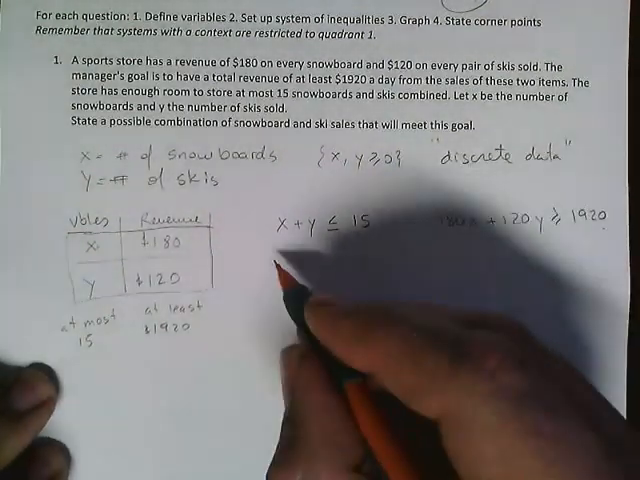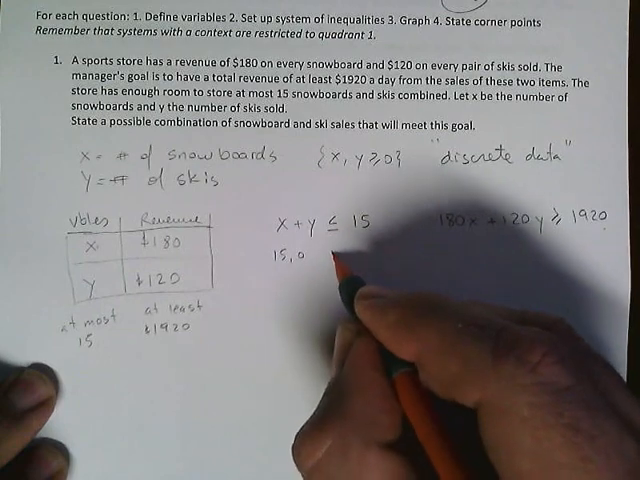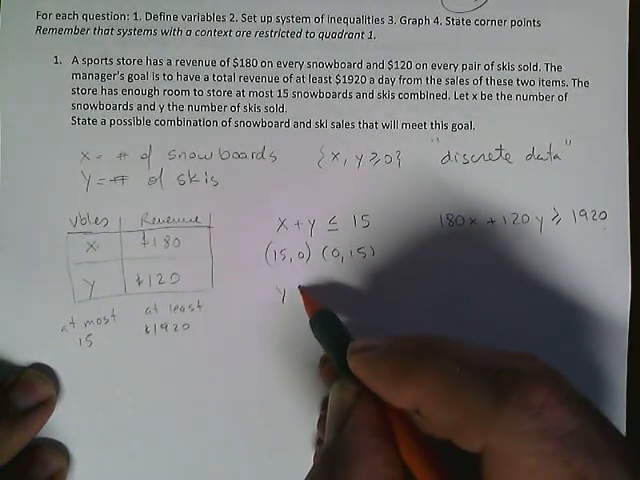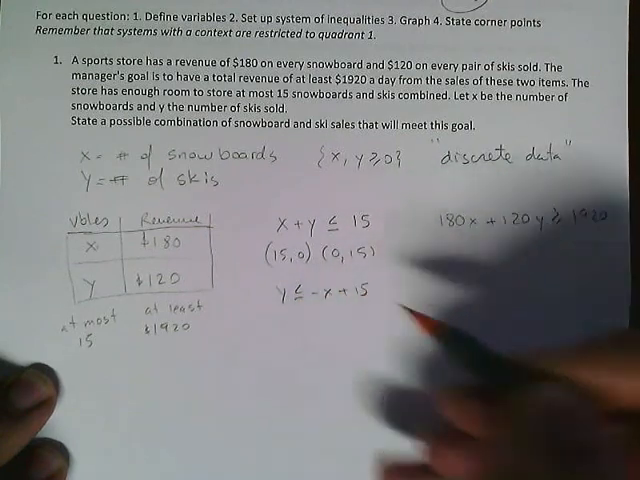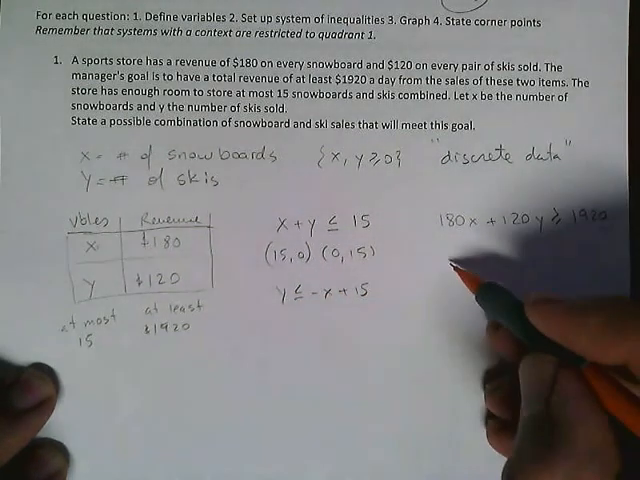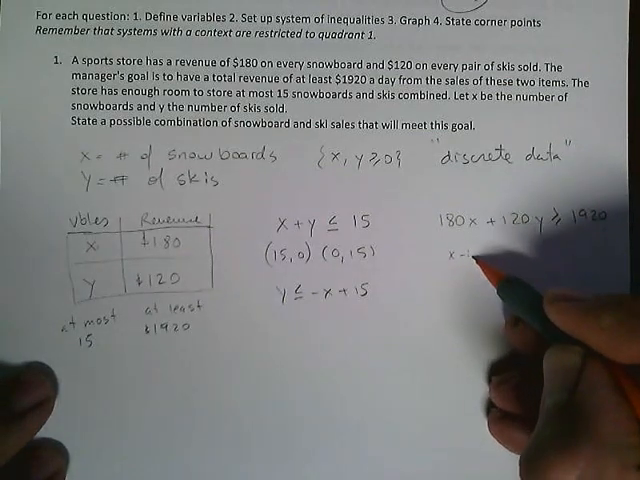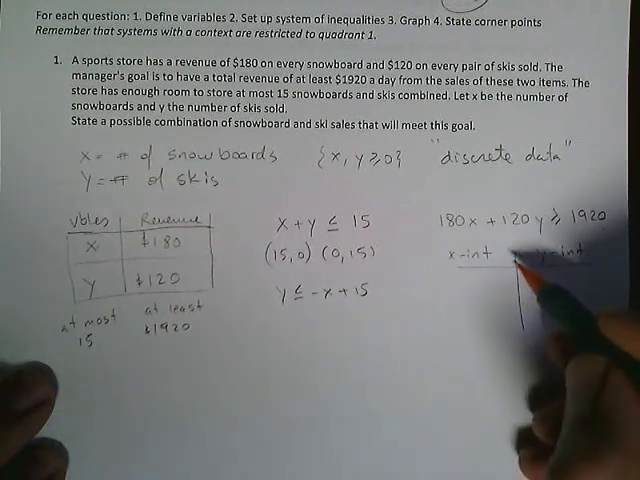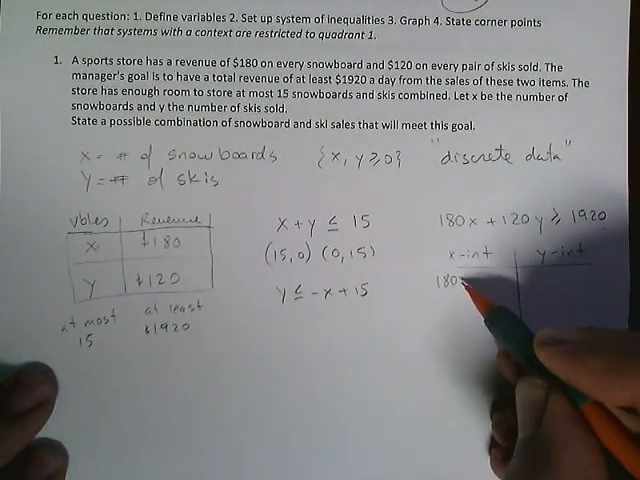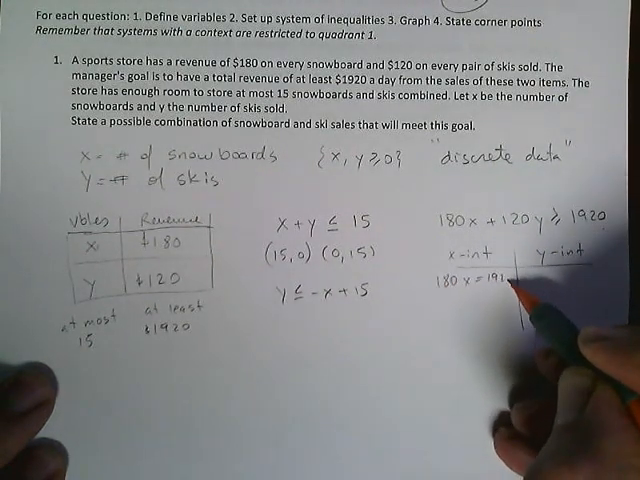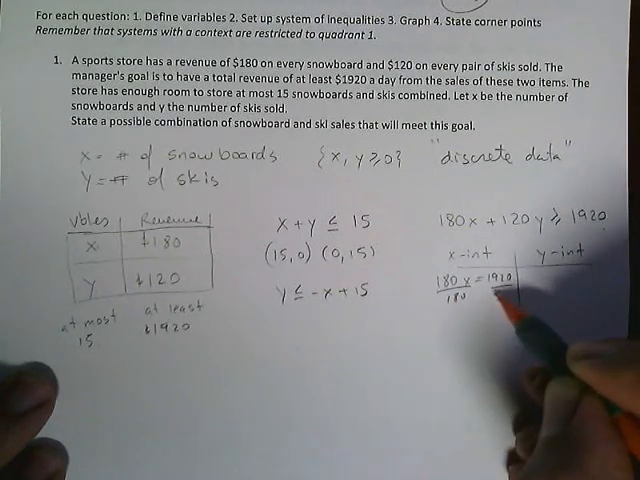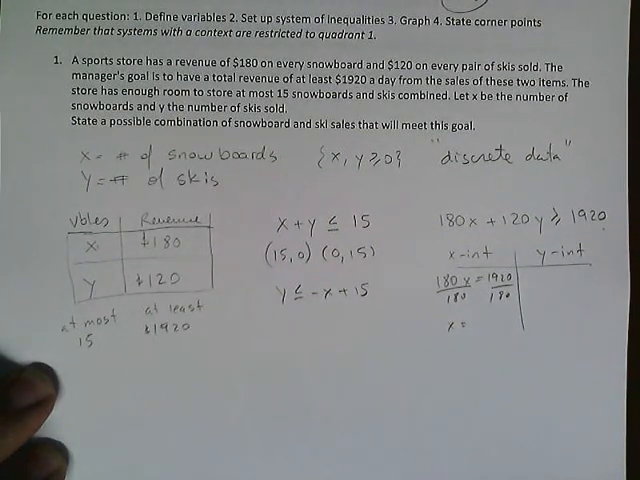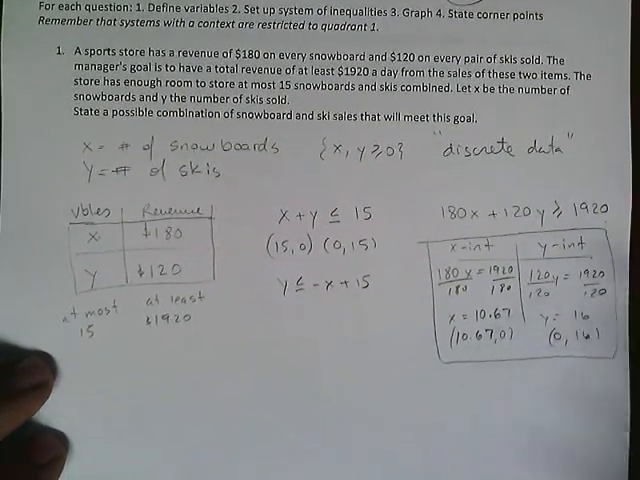Okay, so here this is easy to get our intercepts from. Rewriting it, we get y is less than or equal to negative x plus 15. Over here would be a little different. X-intercept, y-intercept, just to have it organized, right? 180x is equal to 1920. Divide both sides by 180, and there you have your x and y-intercept.